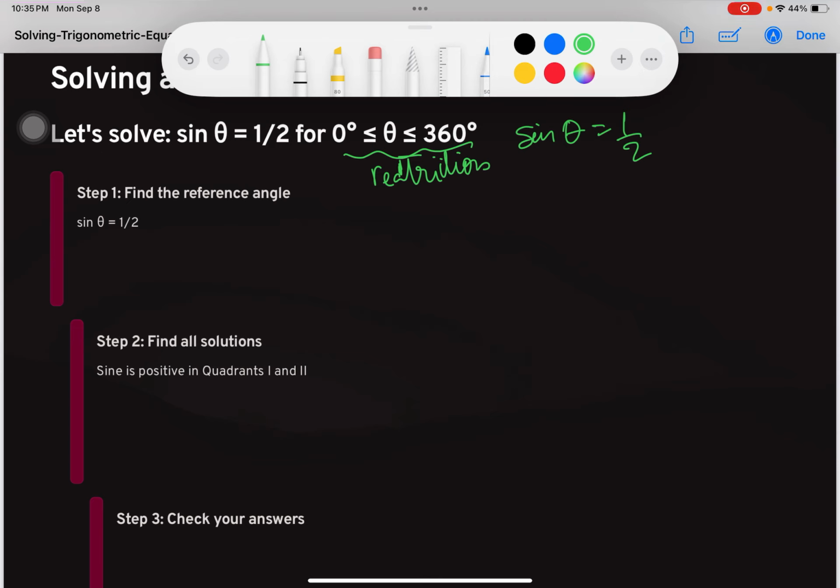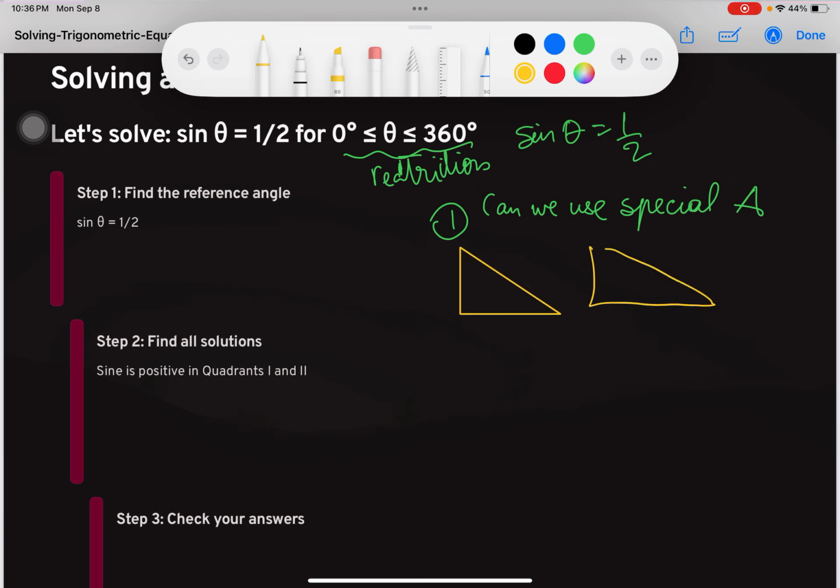For any question in trig functions, you always look at two things. One, can we use a special triangle? What are special triangles? Just in case you forget, we have two special triangles, the 30-60-90 and the 45-45-90, and we have the values as well. Opposite 30 is 1, then root 3, 2, and 1, 1, root 2.